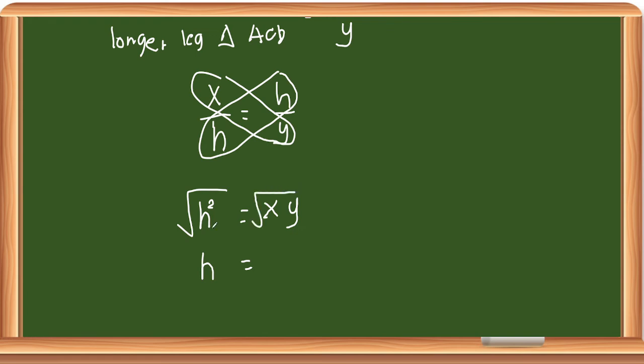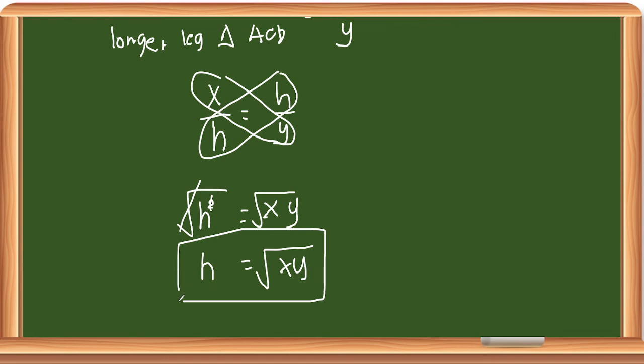Kasi H lang hinahanap natin, di ba? Since we're looking for H, extract the square root on both sides so it won't hurt the value. Kung nag-extract ka ng square root dito, mag-extract ka ng square root dito. Now, ang purpose mo yan is because you can eliminate the radical sign and the exponent. Kaya H na lang siya. Now here, still ganyan pa rin siya, X and Y. So, in getting the altitude of the triangle, all you have to do is get the square root of the product of X and Y.